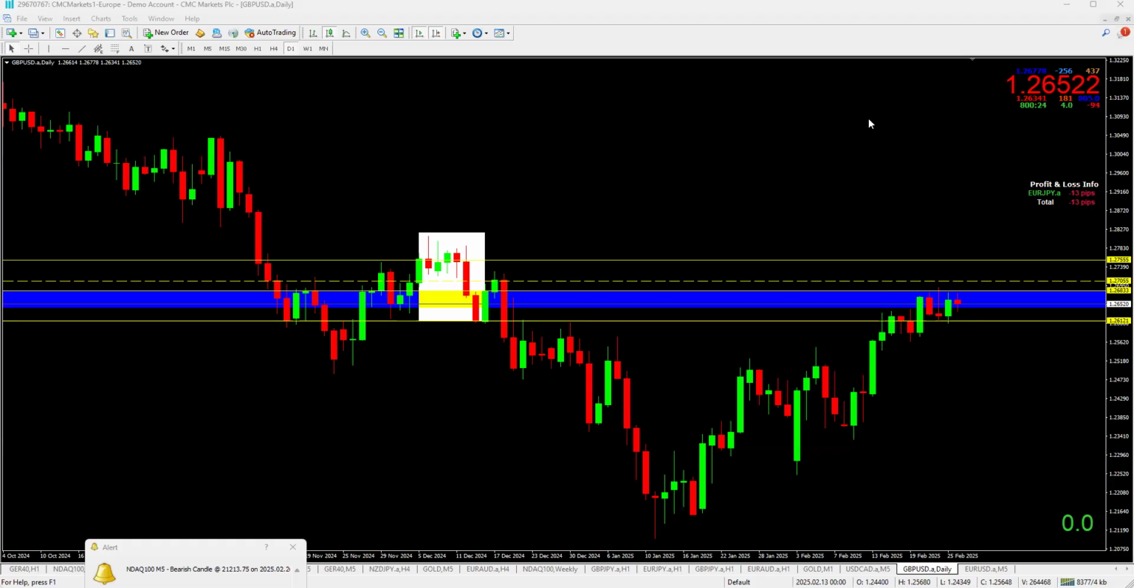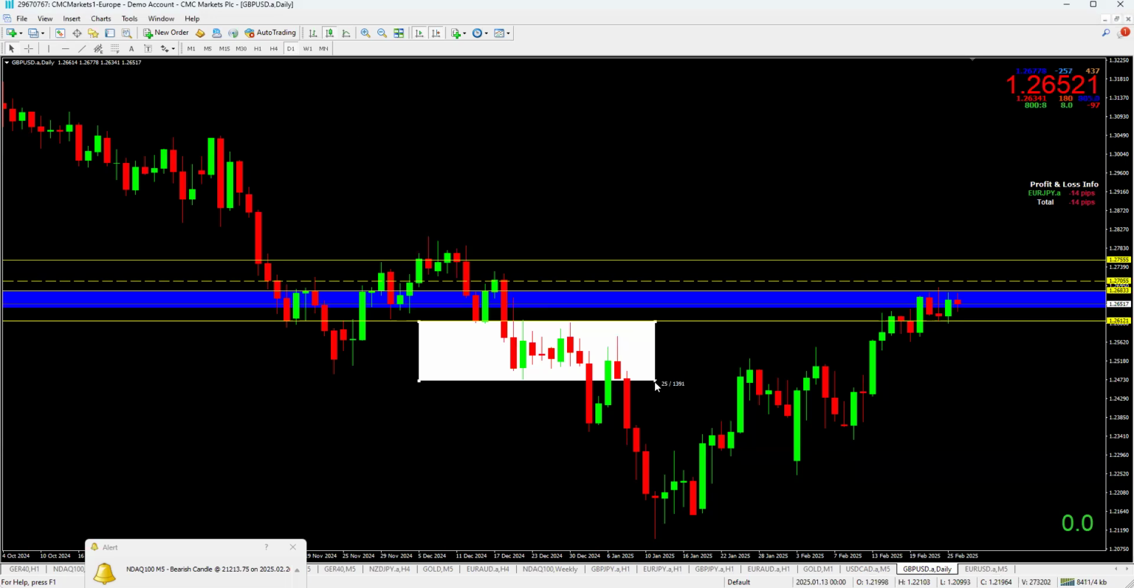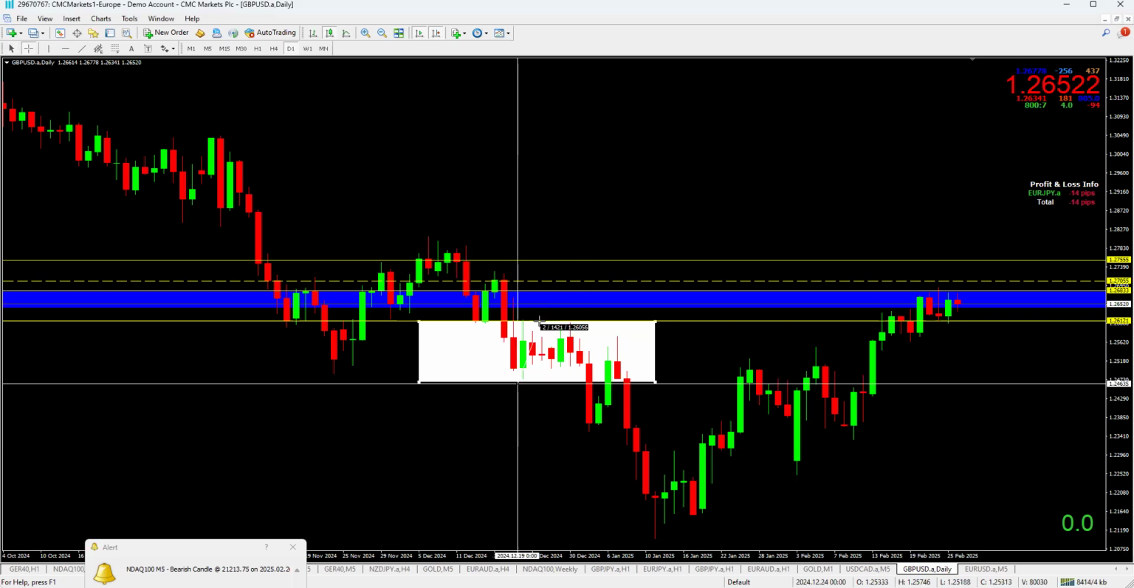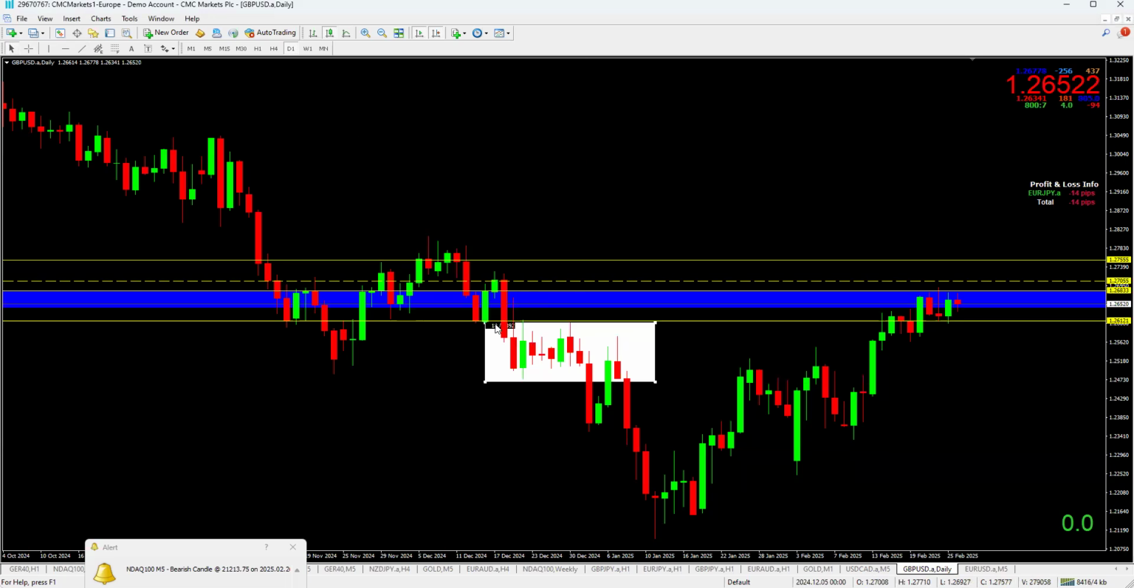Okay, so we are looking at the entity strategy. We've identified this block, this area where there was a range going on. Let's use this one instead. Let's use this range. So from here to here is like 140 pips. So we don't have to go too far.